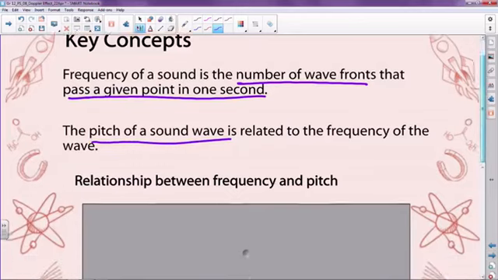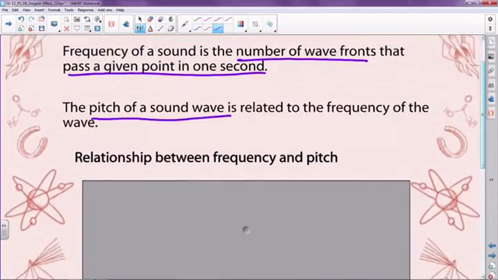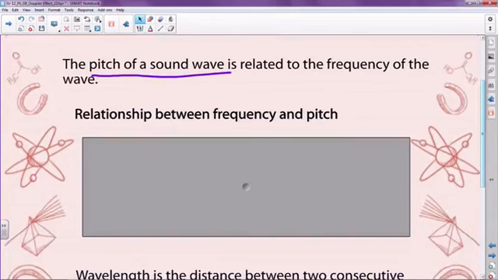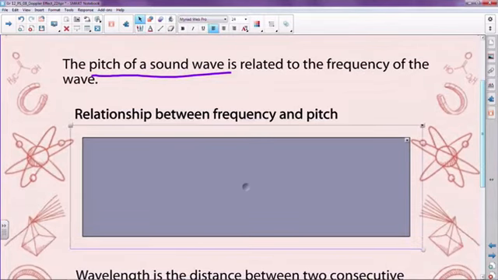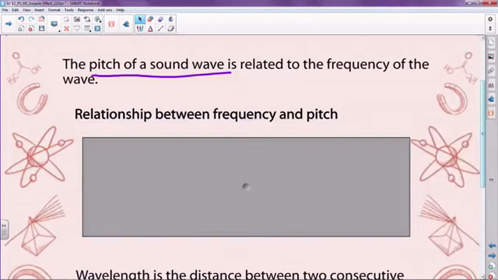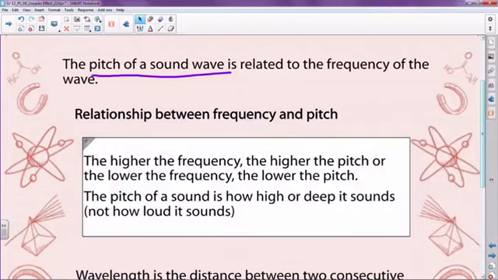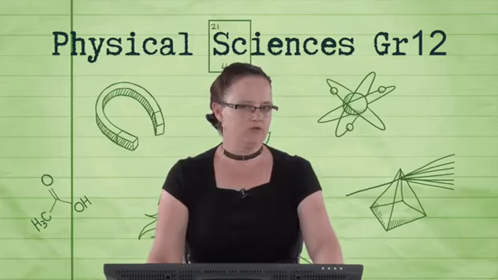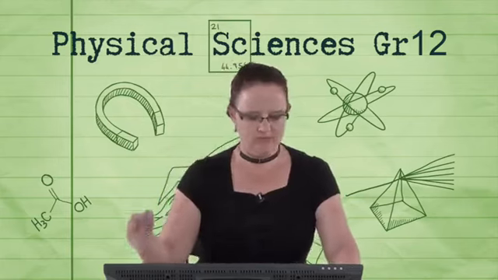And this is actually really important because in Doppler questions, they will ask you about the pitch you hear, and really what they're asking you about is frequency. The higher the frequency, the higher the pitch. The lower the frequency, the lower the pitch.